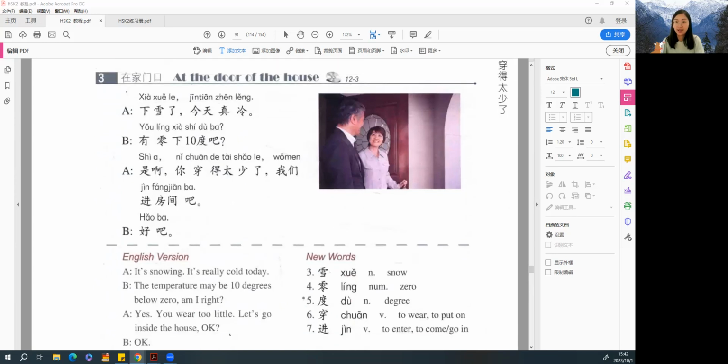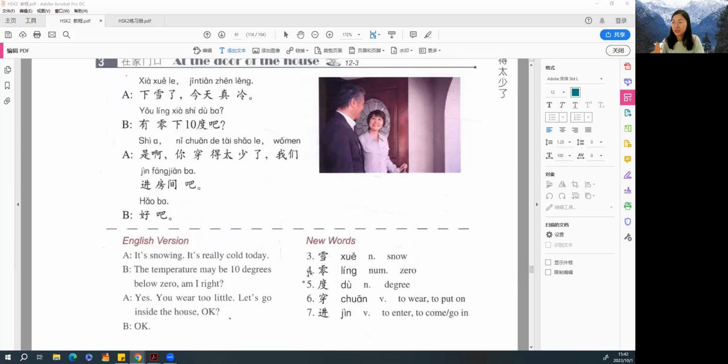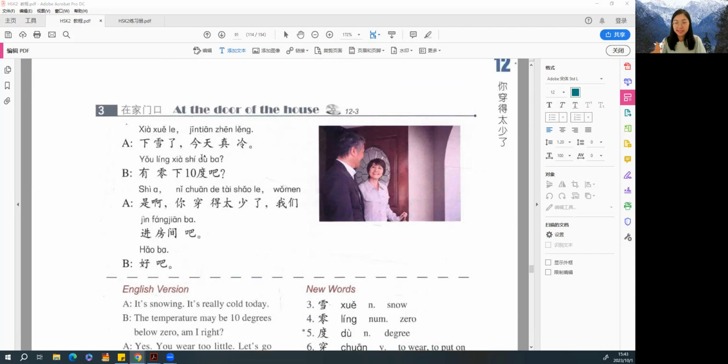All right, so the text number 3 here. Take a look at the new word: snow, 雪. 零 is zero. 下雪了，今天真冷，有零下10度吧？是啊，你穿的太少了。我们进房间吧。好吧。That's very easy. So 下雪了 which means it's snowing.